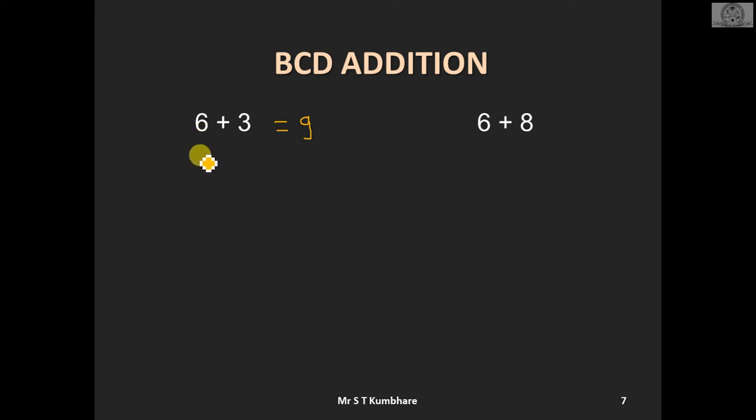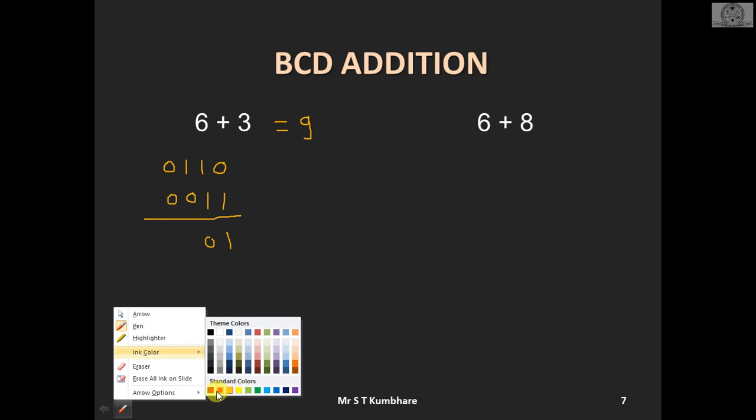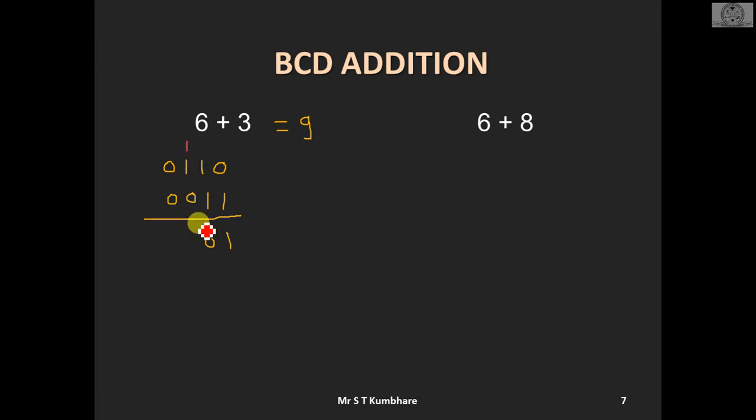First, you have to represent the 6 in BCD form. So, I want 6 in BCD form. That can be written as 0110. And 3 can be represented as 0011. Now I can add both. So 0 plus 1 is 1. 1 plus 1 is 0, and there will be a carry over here. Okay? Carry over.